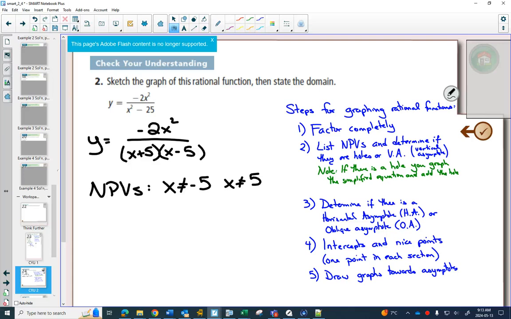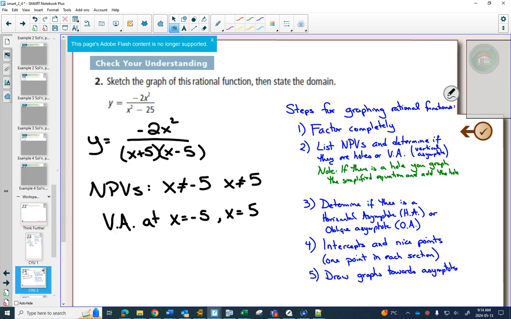Are they going to be vertical asymptotes, or are they going to be poles? Nothing simplifies, so we have vertical asymptotes at x equals negative 5 and x equals 5.